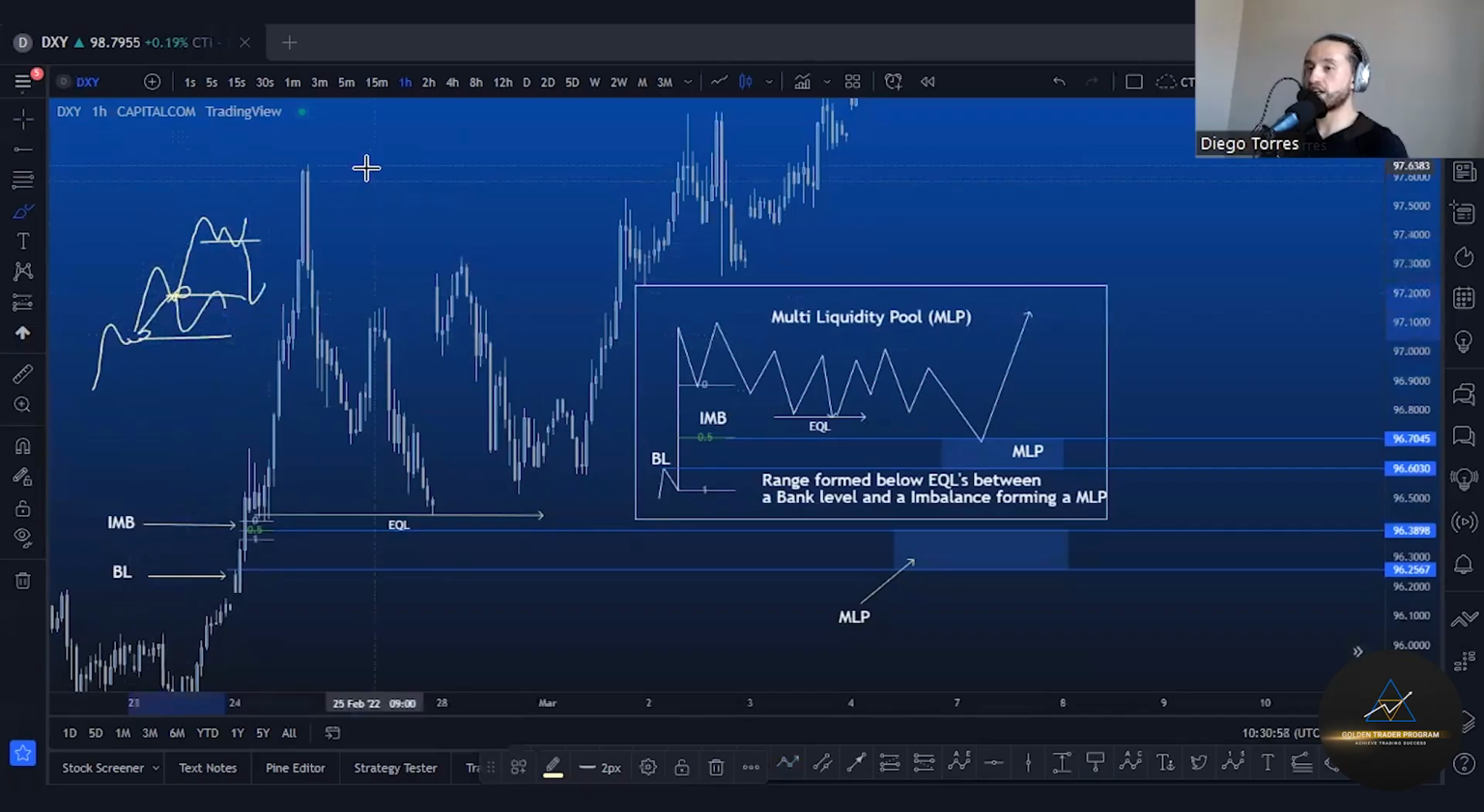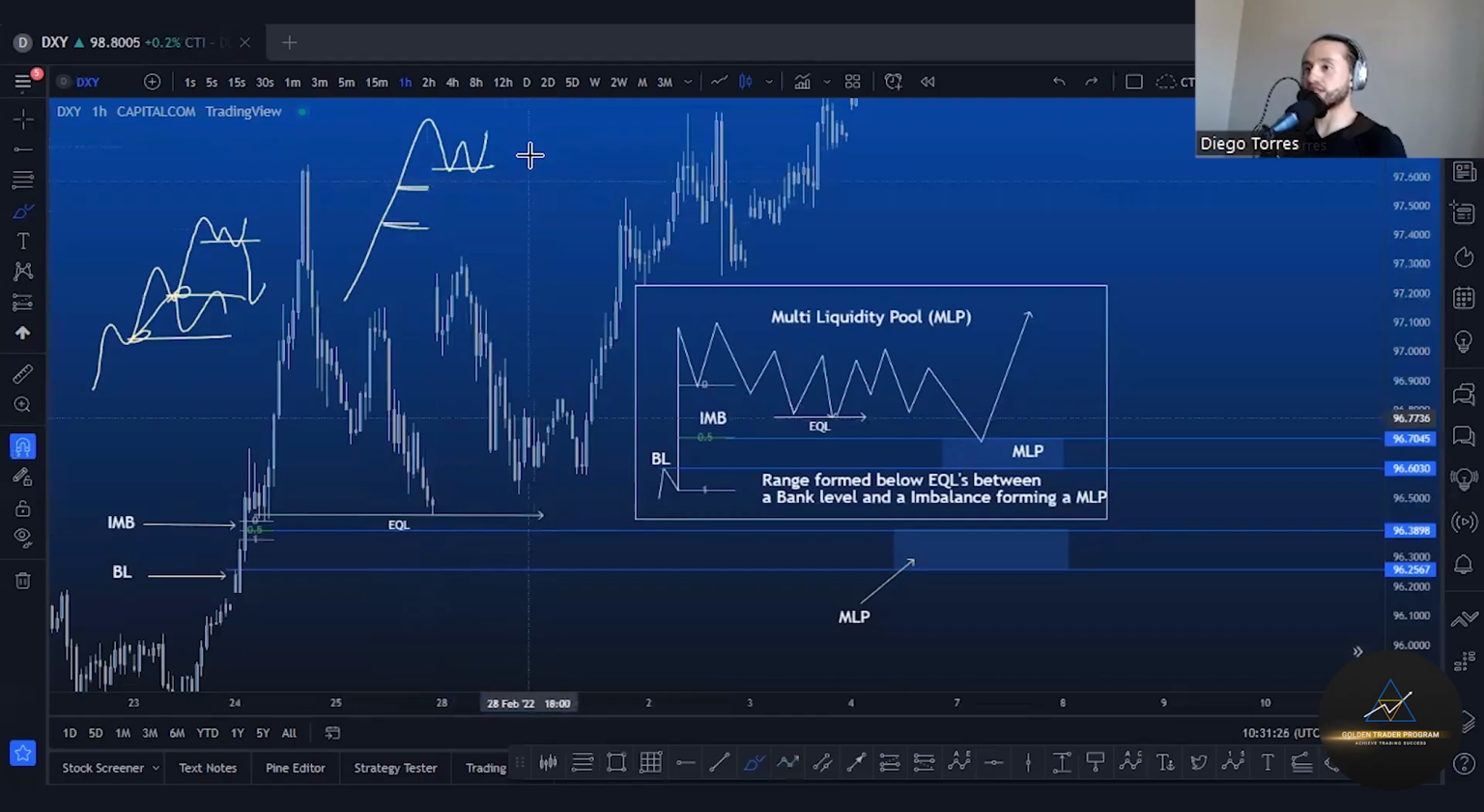You've got your range. If you just get a move up and then you see your equal lows and there's a bank level here, do not take it. It's really low probability. If there's an imbalance here and it's just by itself, do not take it. If there's an imbalance here, do not take it. But if you have an imbalance and a bank level, then you can actually turn that into a multi-liquidity pool, and that would be a valid, decent, high probability trade.